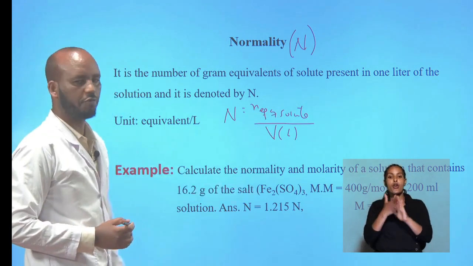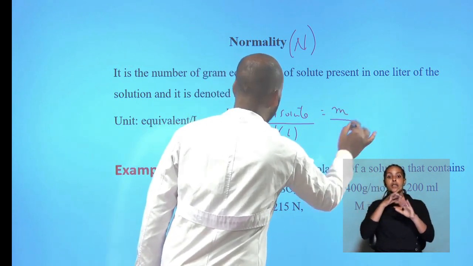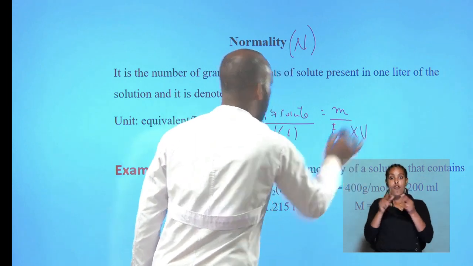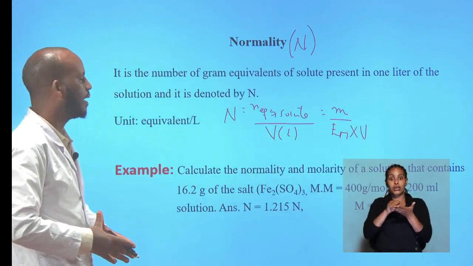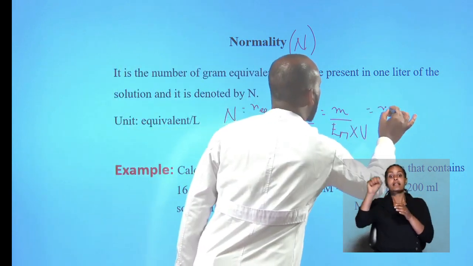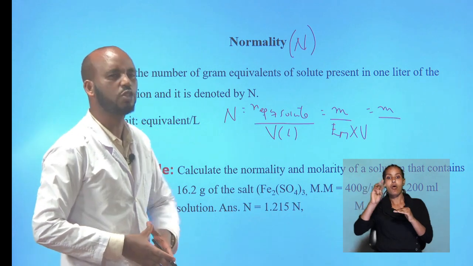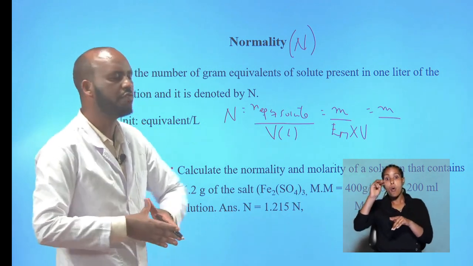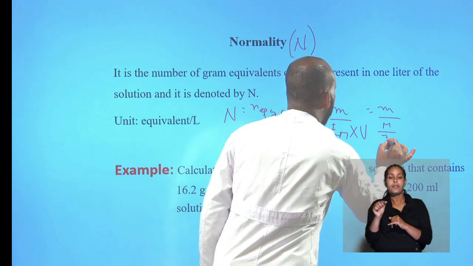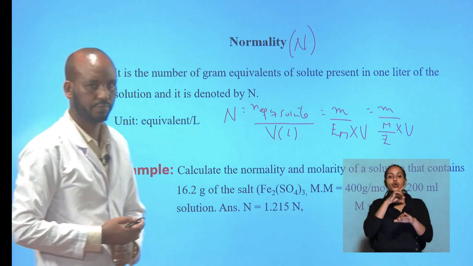Number of equivalents of solute equals mass of the solute divided by equivalent mass of the solute, times volume of the solution in liters. We can write this as mass of the solute divided by equivalent mass of the solute, which is molar mass of the solute divided by Z, times volume of the solution.